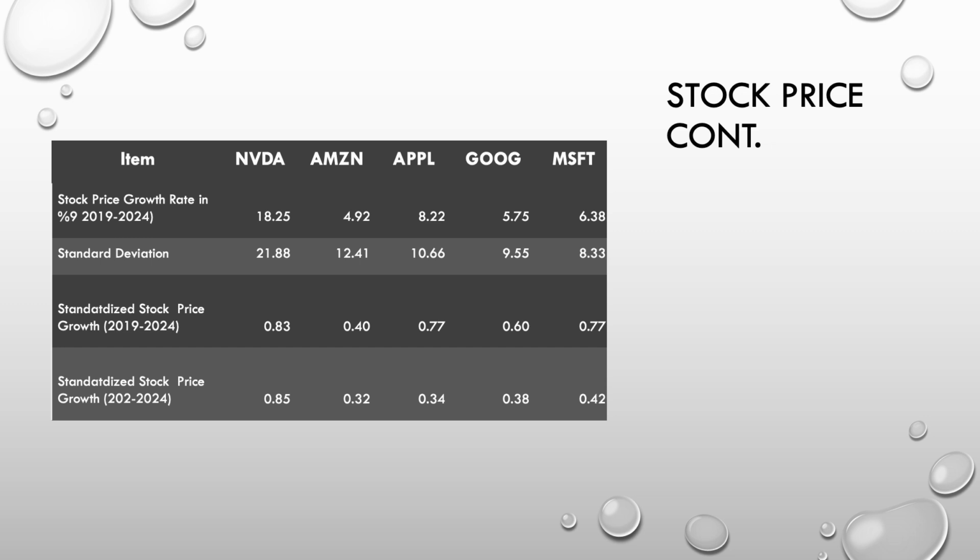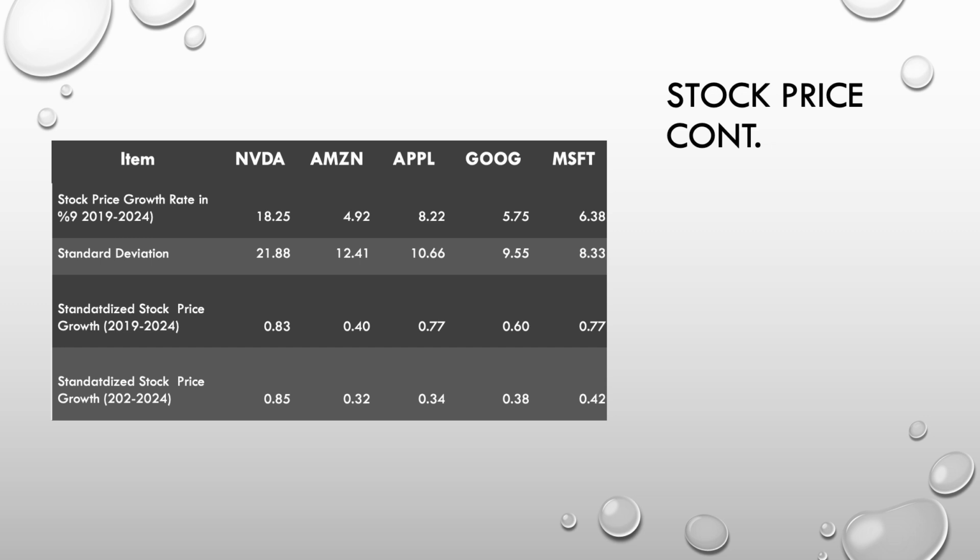So this is a table that we presented last week. In this table, the first row shows price growth rate in percent between 2019 and 2024, and as you can see, Nvidia's growth is by far higher than all of the companies considered for the analysis, followed by Apple. And when you see the standard deviation, which is a measure of volatility, again Nvidia's volatility of stock growth is by far higher than the other companies.